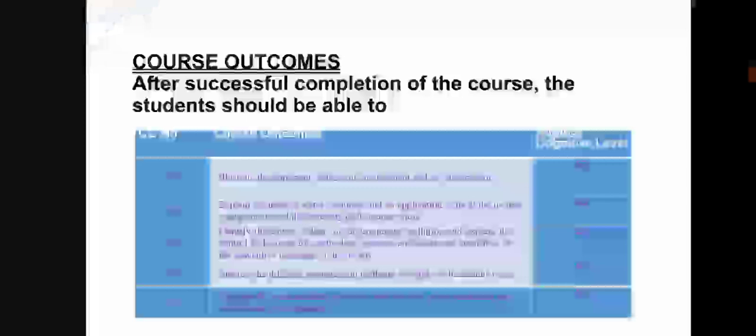So each module gives clear outcomes. Totally, this environmental science and engineering course helps to conserve our environment and maintain our environment for our future generations.